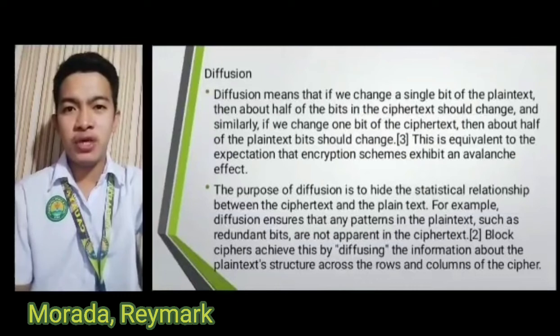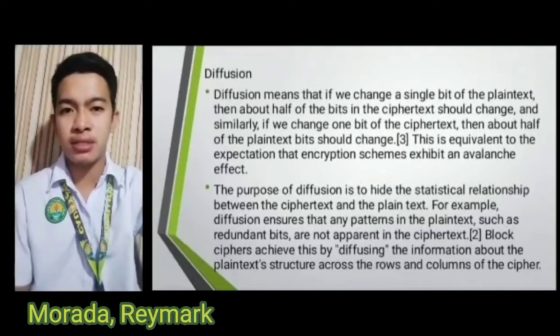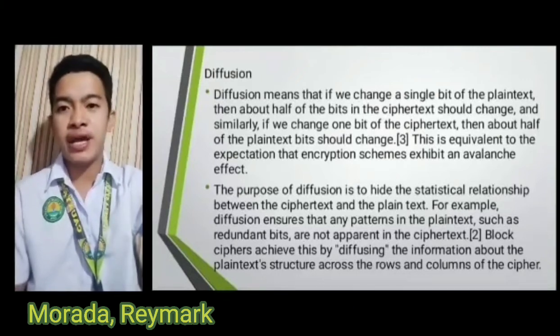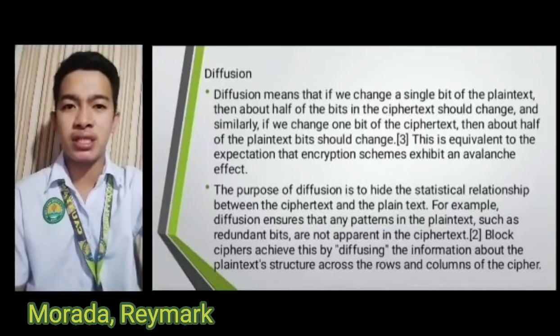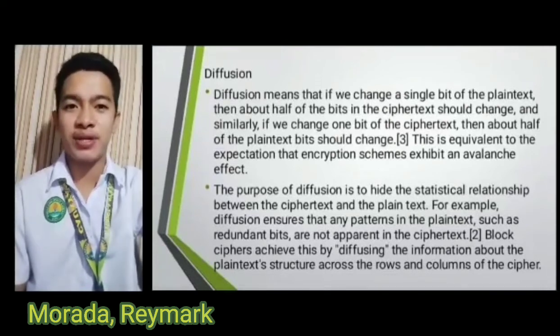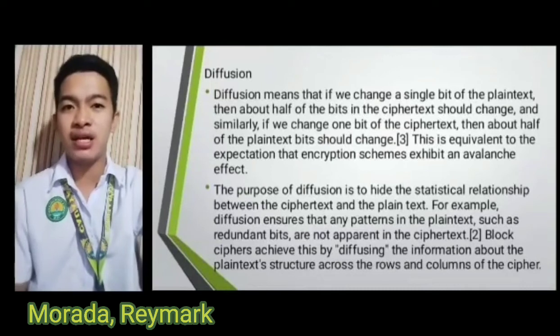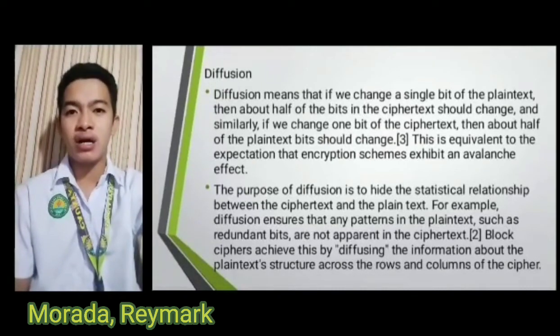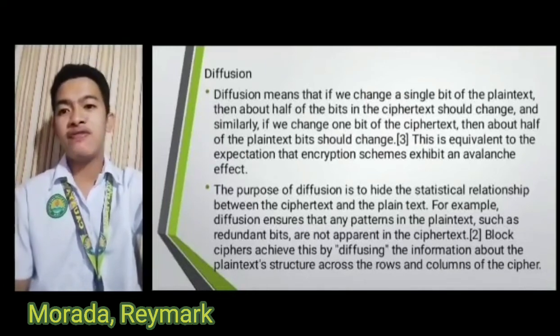Diffusion means that if we change a single bit of plaintext, then about half of the bits in the ciphertext should change. Similarly, if we change one bit of the ciphertext, then about half of the plaintext bits should change. This is equivalent to the expectation that encryption schemes exhibit an avalanche effect. The purpose of diffusion is to hide the statistical relationship between the ciphertext and the plaintext. For example, diffusion ensures that any patterns in the plaintext, such as redundant bits, are not apparent in the ciphertext. Block ciphers achieve this by diffusing the information about the plaintext structure across the rows and columns of the cipher.